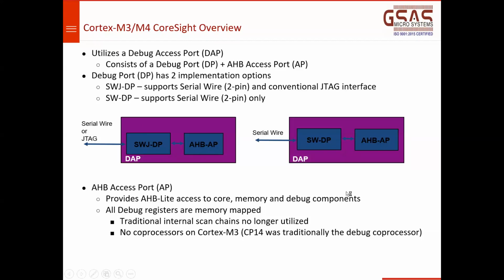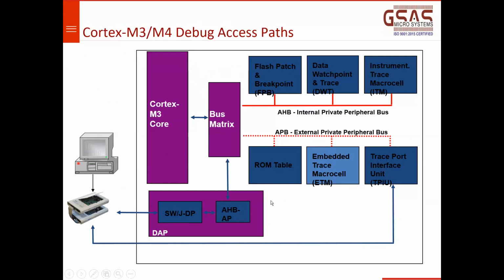So if your device is always configured as JTAG only, and you're not configuring it as serial wire, then you will not be able to get any trace information. You will not be able to get any real-time profiling data out of it. To get the real-time profiling data, you have to configure the debug port as serial wire. This is what is written here: the access port gets connected to the AHB-Lite and gives you access to the core, memory, and debug components.